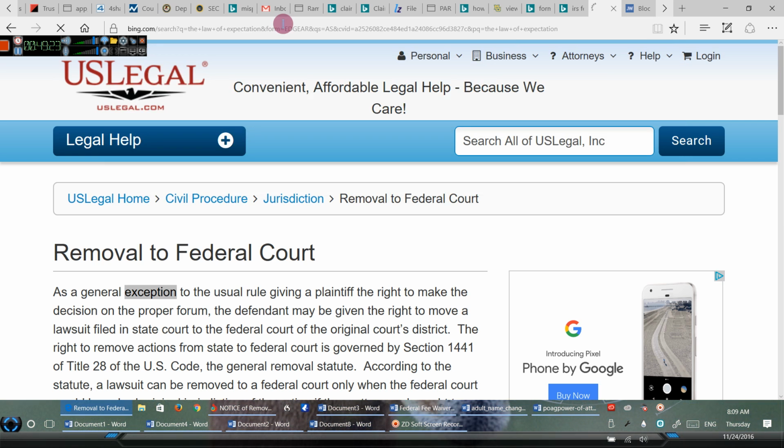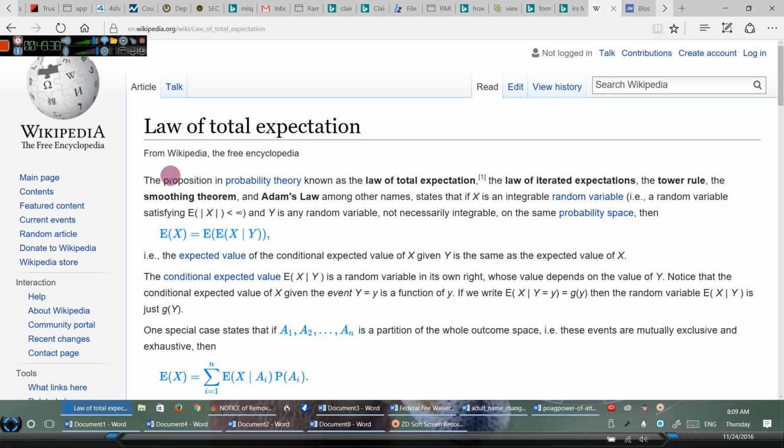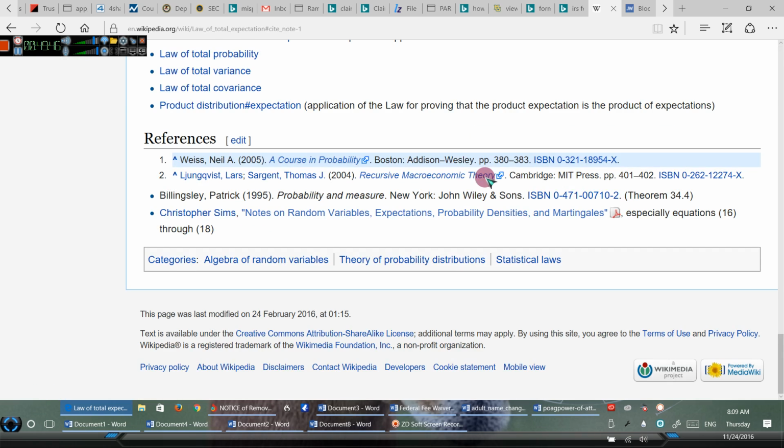See, I did all the typing. The law of expectation. The law of total expectation. Ladies and gentlemen, I don't have the law of total expectation, but I'm interested in finding out what it is. A provision of the probability theory, known as the law of total expectation. That's what I want to see.